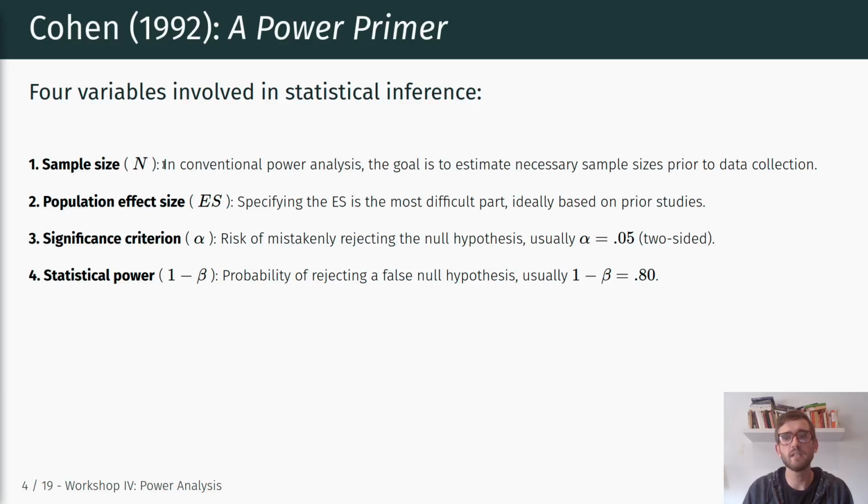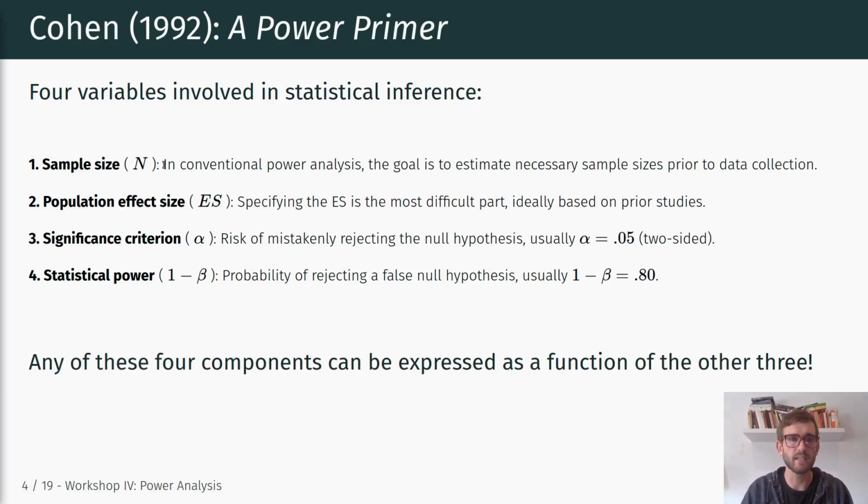But the key here is that estimating the sample size doesn't have to be the goal, right? The key is that any of these four components ultimately can be expressed as a function of the other three, right? So estimating the appropriate sample size can be the goal of a power analysis, but it doesn't have to be, right? You can also work with a fixed sample size and ask the question, okay, how large of a population effect size can I estimate with sufficient power?